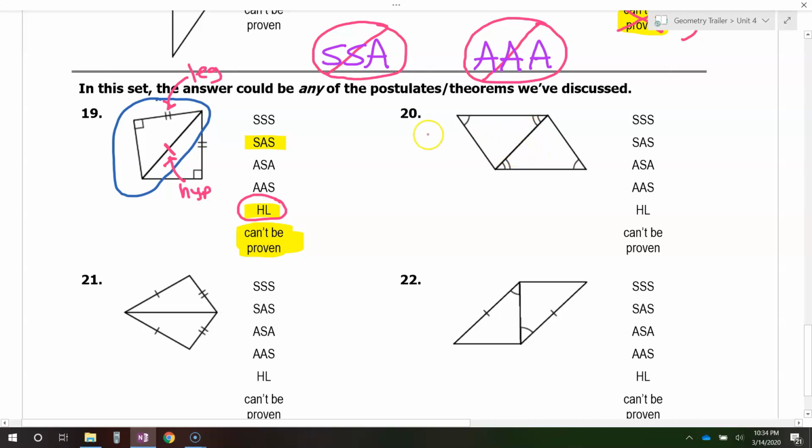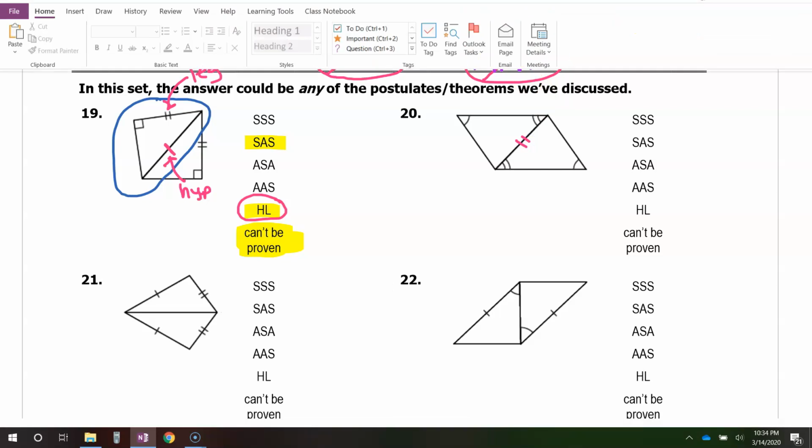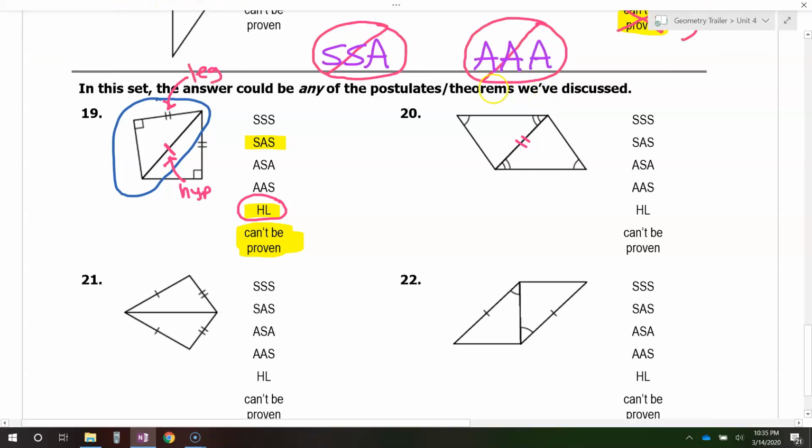Let's jump over to number 20. I notice that we have a shared side right here. So let's go ahead and mark that. Now let's focus on one triangle at a time. Just makes it easier to see what's going on. So let's focus on this triangle, for example. Now, what type of information do we have? We have two angles and a side. So that narrows it down. Two angles and a side. Nope, nope. So it's either going to be this one or this one. Those are the only two that have two angles and a side.